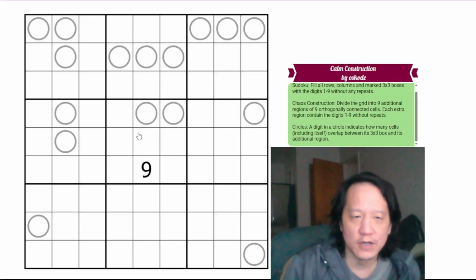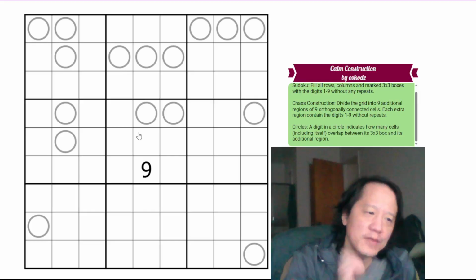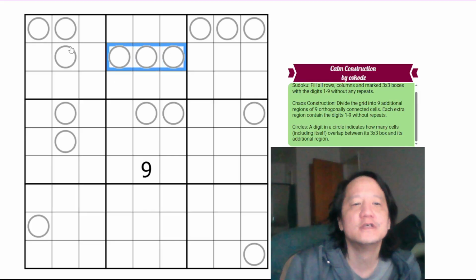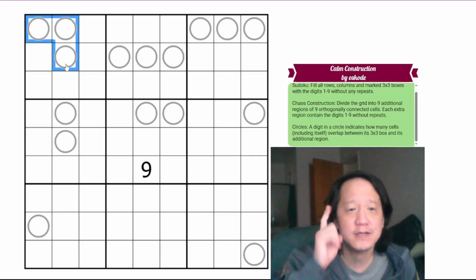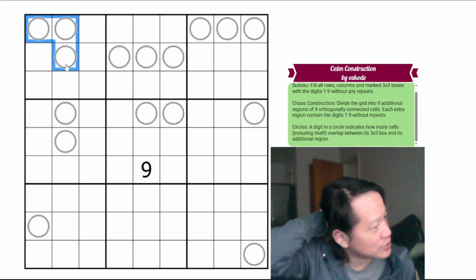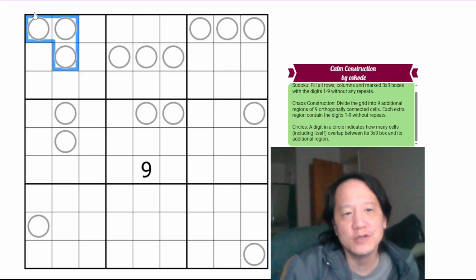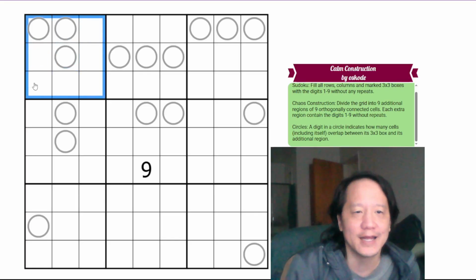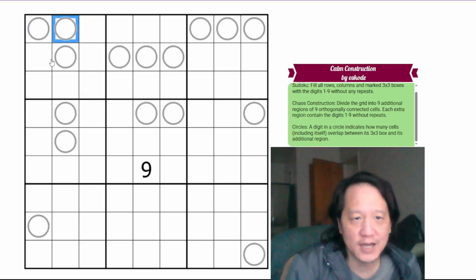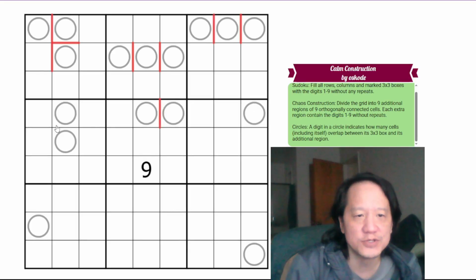Let's go. Okay. So because of what we found out, circles in the same 3x3 box cannot be in the same region as each other, right? Because if they are in the same region, they would have the exact same amount of cells in their 3x3 box and the additional region. So these have to be different cells. So we can draw boundaries between them then. So these are different regions. This has to be a different region, different region, different region, if they're in the same box.